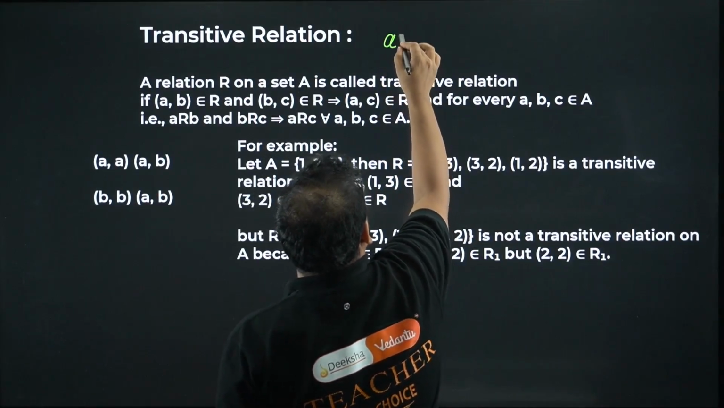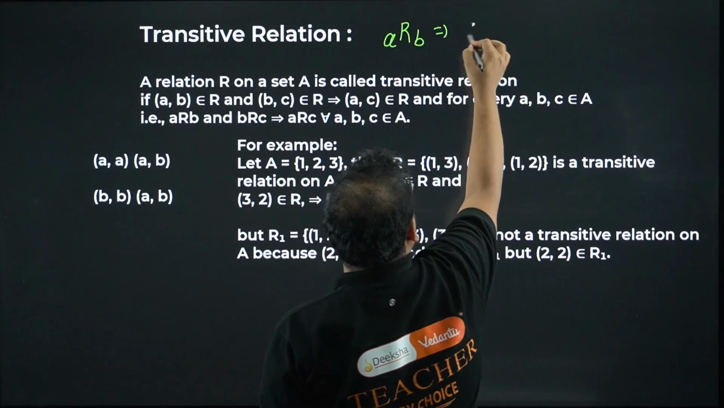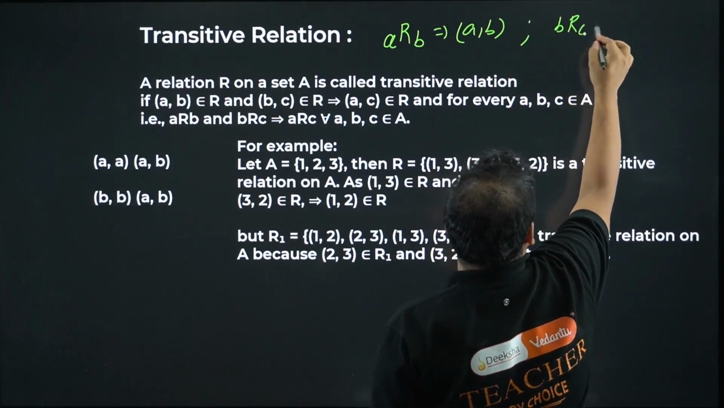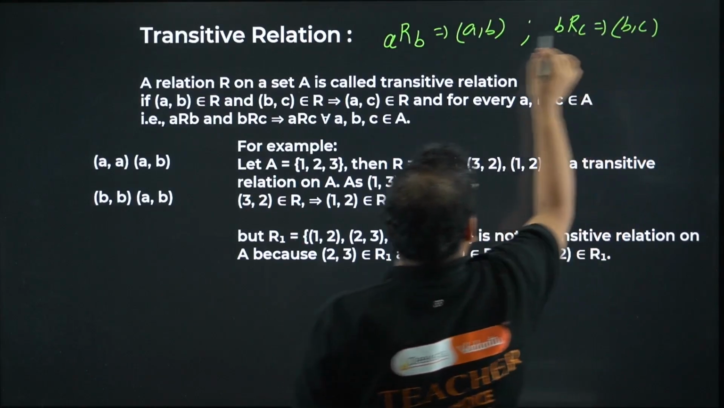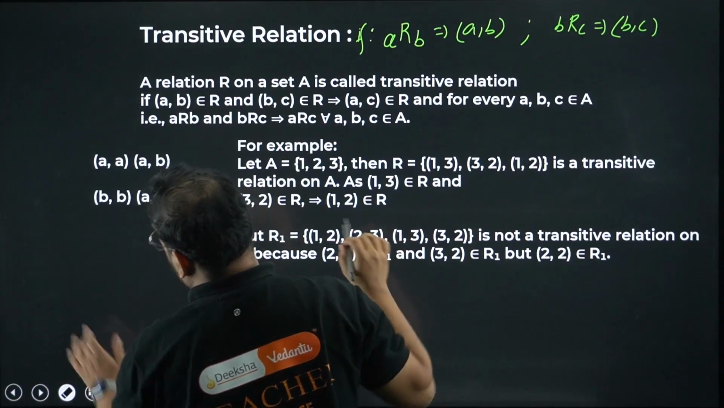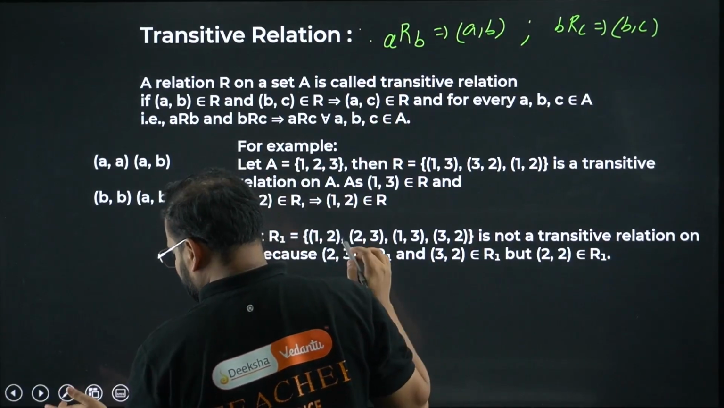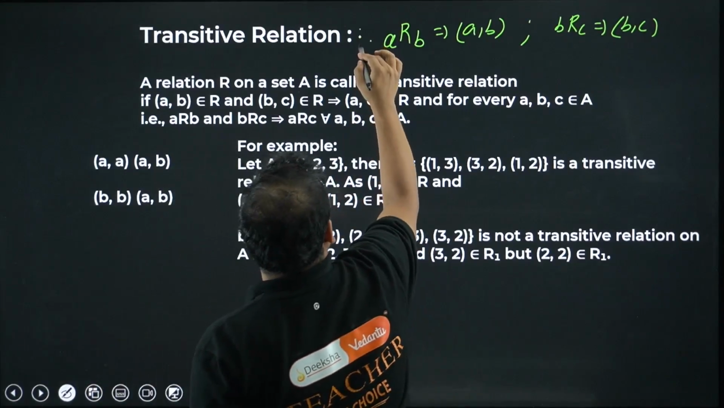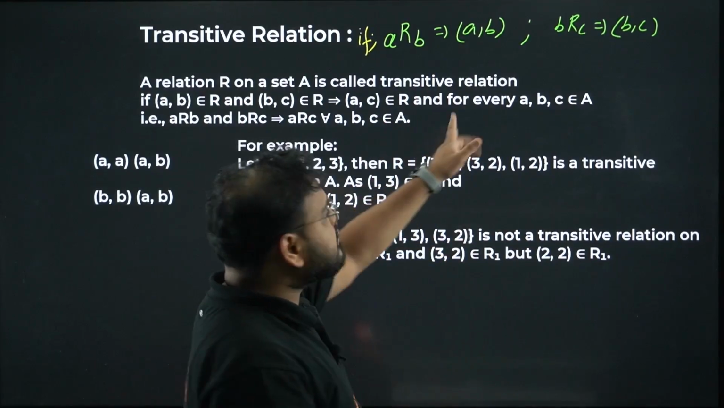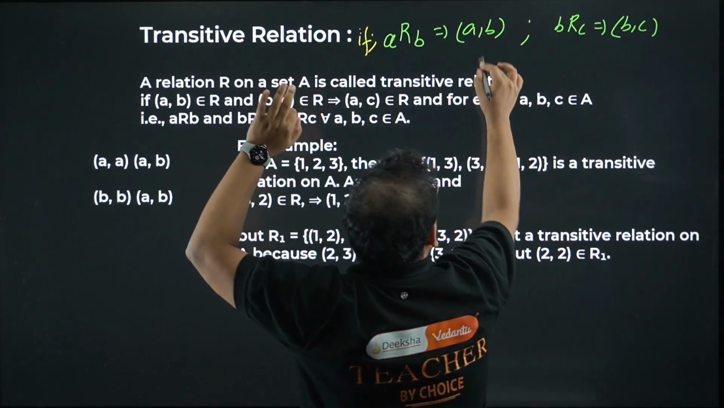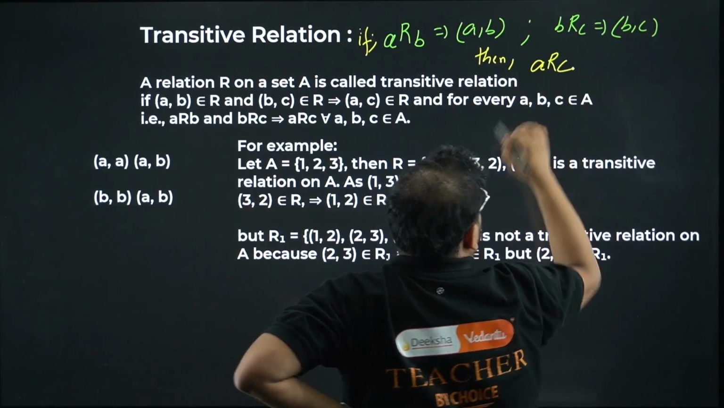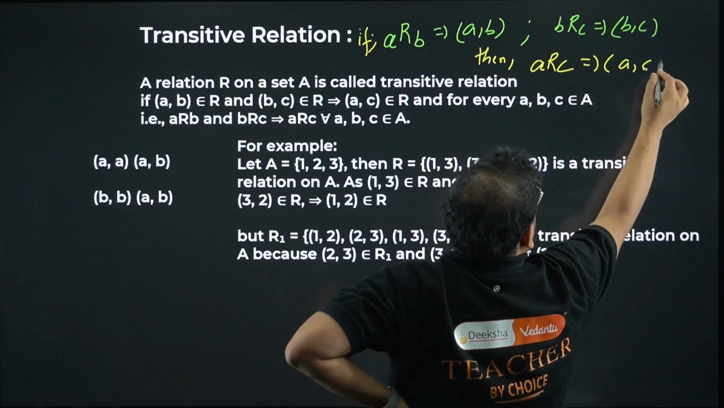Let's say we have ARB. It represents the ordered pair A comma B. Again we'll write here BRC, the ordered pair B comma C. This is again an if and then statement relation. So the condition is, if the ordered pair ARB exists, meaning A comma B exists, and BRC means B comma C exists, then the then statement is ARC. Basically it means the ordered pair A comma C should exist.